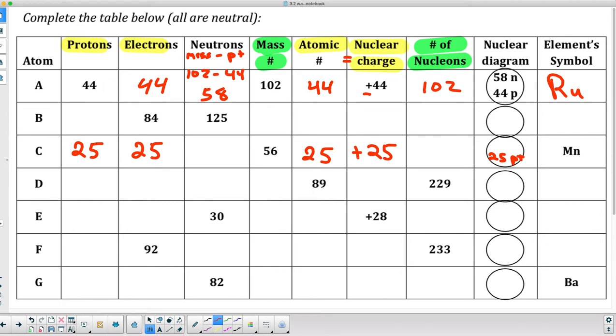Now let's get back to here. We're given the mass number of 56. 56 minus 25 gives me 31 neutrons. I can put 31 neutrons here. And then for the number of nucleons, 56. Anything that's in the nucleus is a nucleon, and that would be the number of protons and the number of neutrons, which means it's the same as the mass number. So that's it. Well, that was easy.